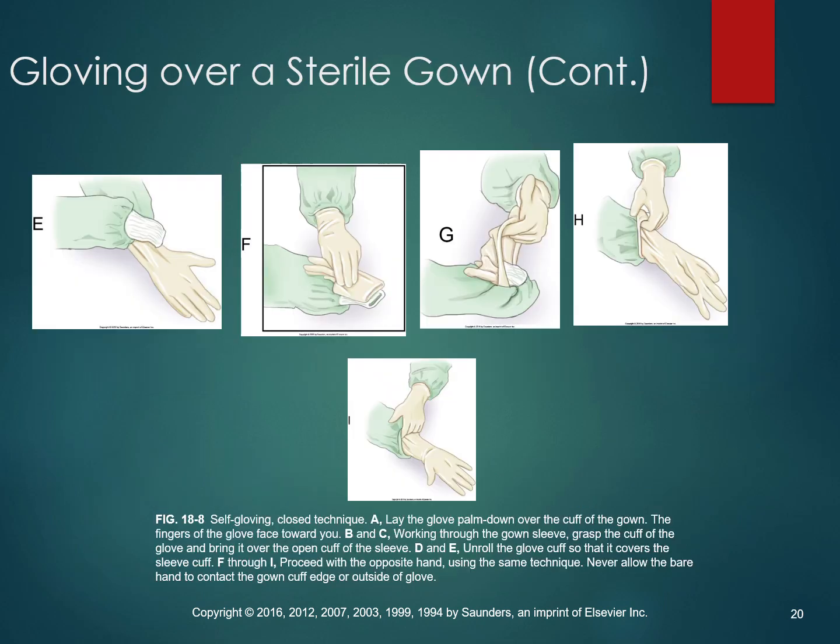These are the other steps that we had just listed there. Once again, you can see D and E there. Unroll the glove cuff so that it covers the sleeve cuff. F through I, proceed with the opposite hand using the same technique, never allowing the bare hand to contact the gown cuff edge or outside of the glove.